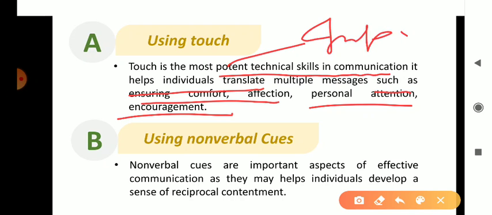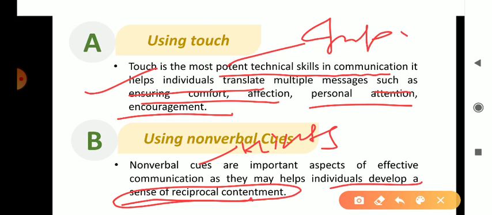Using touch, as we have already discussed, if we are using the tactile channel of communication, it's that only. Then, using non-verbal cues. Cues means hints. Non-verbal hints are important aspects of effective communication, as they may help individuals develop a sense of reciprocal containment.